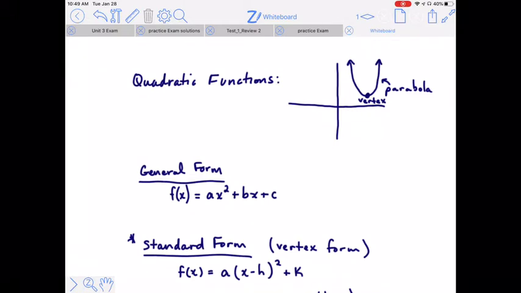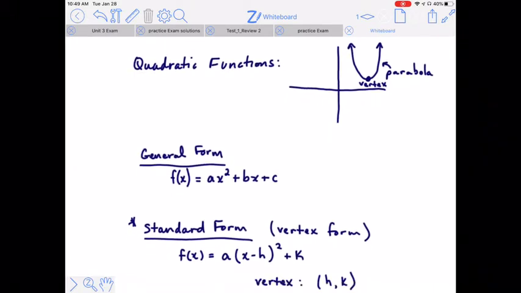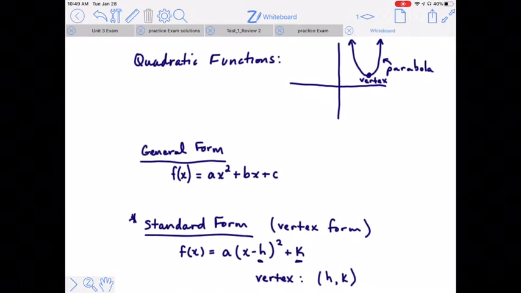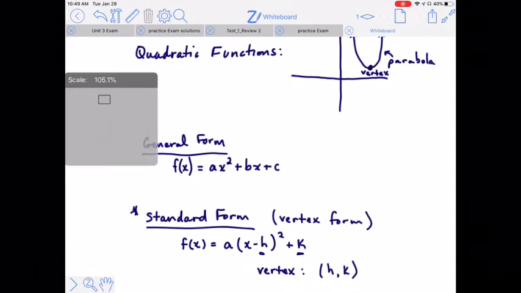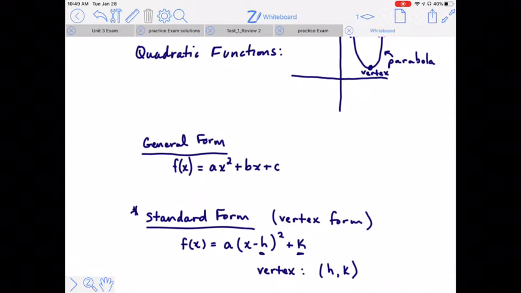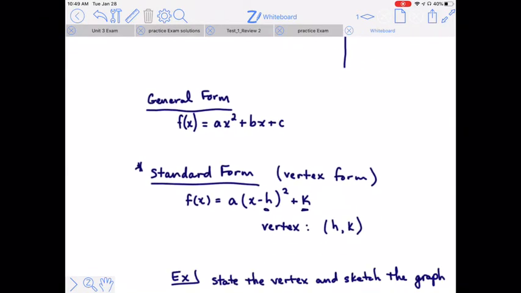The reason it's referred to as vertex form, in addition to standard form, is the location of the vertex is embedded within the equation. So the opposite of h and then k, those two values, form the coordinate location of the vertex, h comma k. So this first learning target is really just finding the vertex when the equation is written in standard form. When it's first given in standard form, like this first example, stating the vertex and sketching the graph is pretty easy.